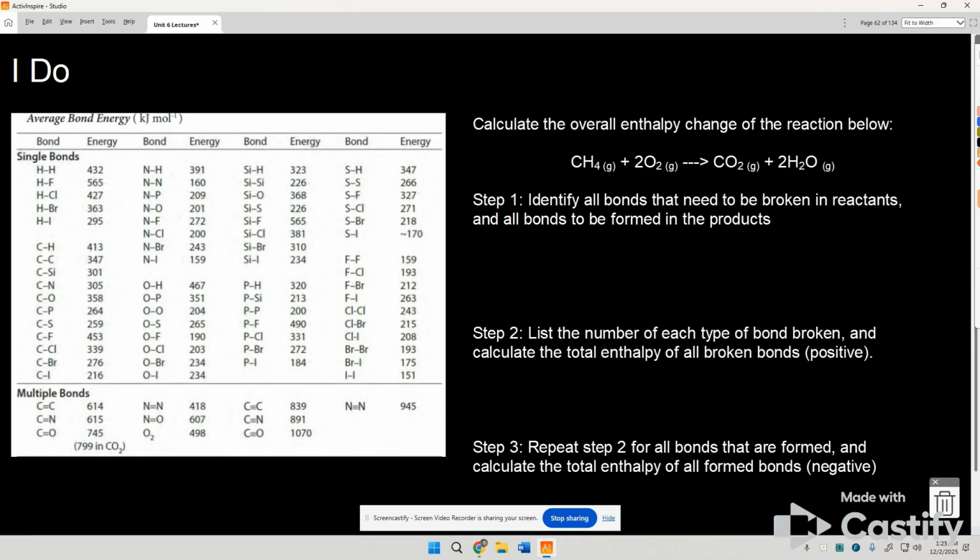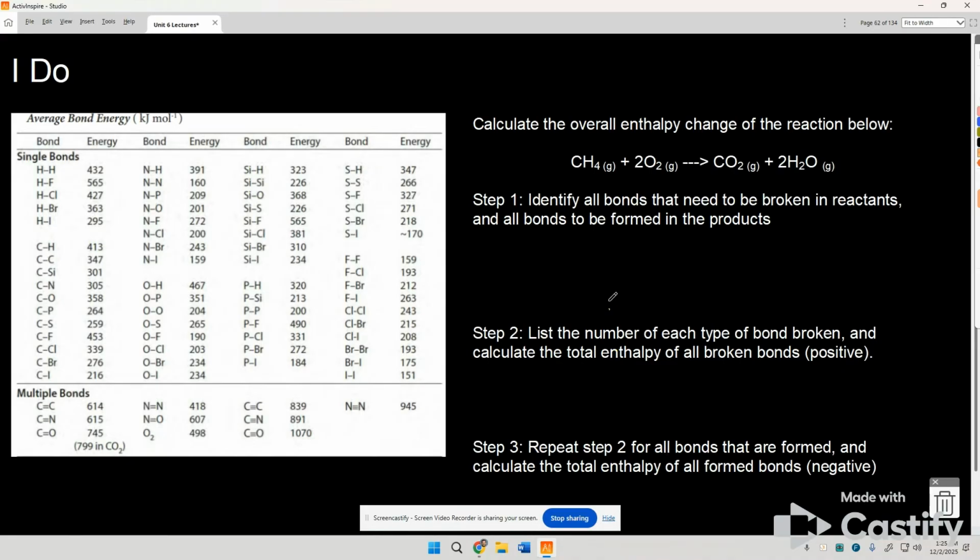Now, we're going to calculate the enthalpy change of this reaction. The CH4 plus O2 turns to CO2 and H2O. That's the combustion of that CH4 molecule. Now, we're going to identify all the bonds that need to be broken in the reactants and all the bonds formed in the product.